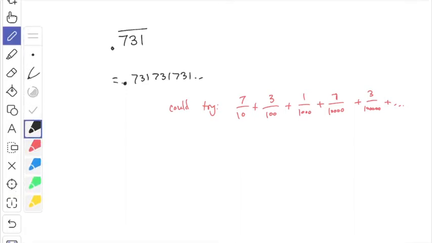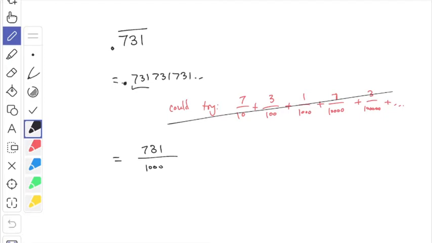So that's a decent idea, but it turns out not to work because those numerators are different every time. We need the numerators to be the same every time in order for this to be a true geometric sequence. Here's the trick. Combine those terms so that the numerators are always 731. So instead of writing it the way I did before, I'm going to write it this way. It's 731 divided by 1,000.